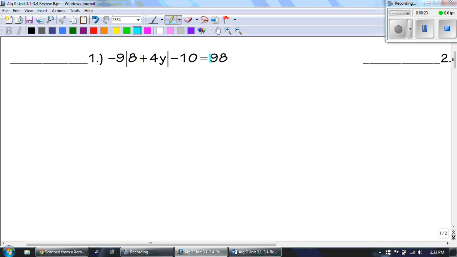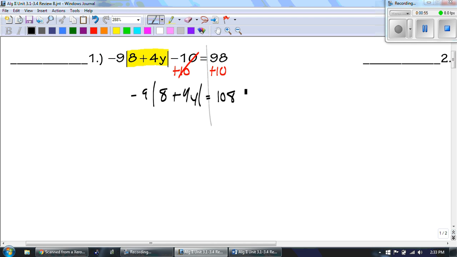Now, I got an equal sign here. I've got to solve. I've got to figure out what y is. Now, I can't solve it right away because the absolute value is not by itself. So the first thing we have to do is add 10 to both sides. We get -9 times the absolute value of 8 plus 4y equals 98 plus 10, which is 108.